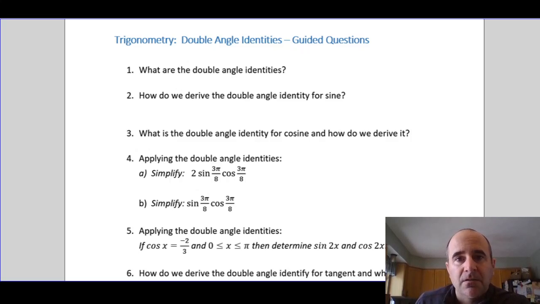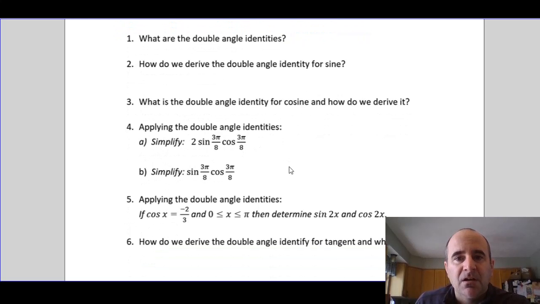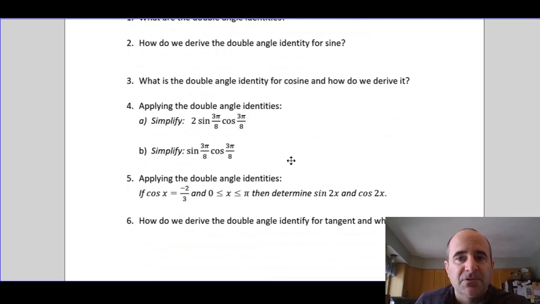So we're going to talk in this lesson about what is a double angle and what is a double angle identity, and what are the double angle identities for sine, cosine, and tan. And we will also provide a few examples of how you might use them. Okay, let's get started.